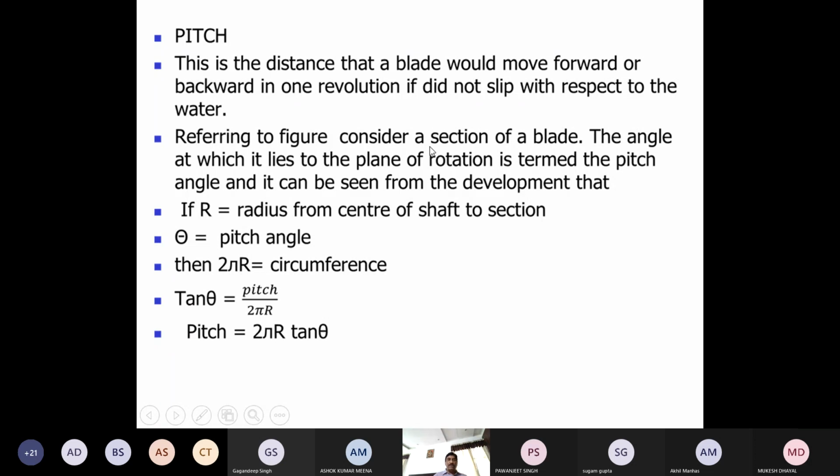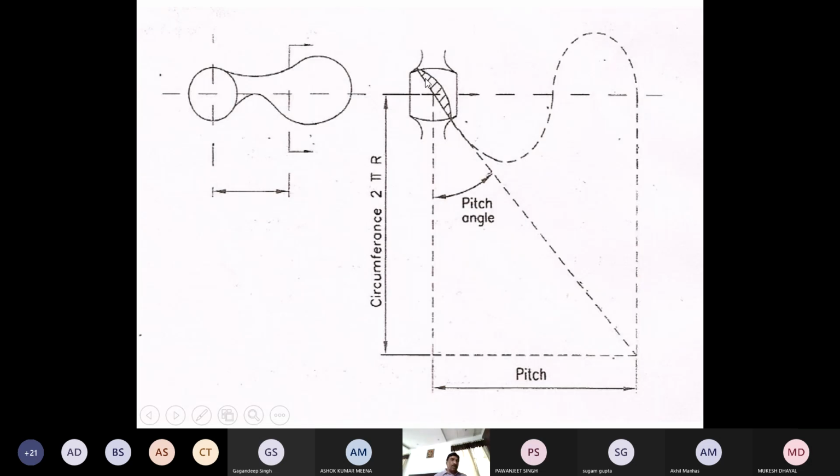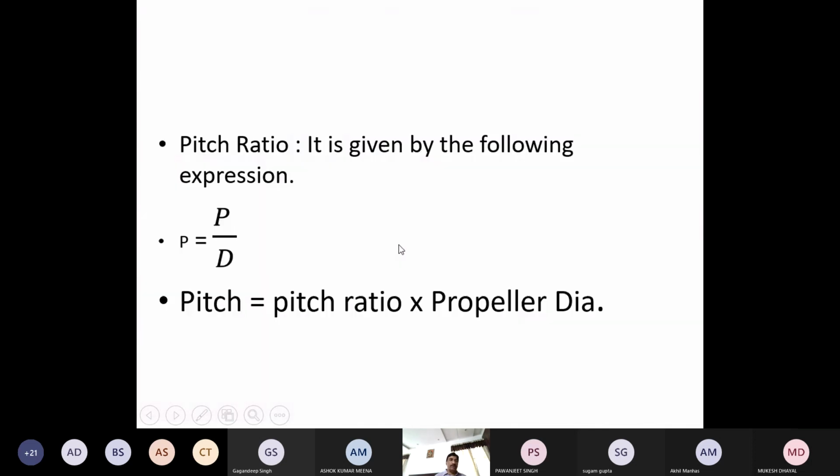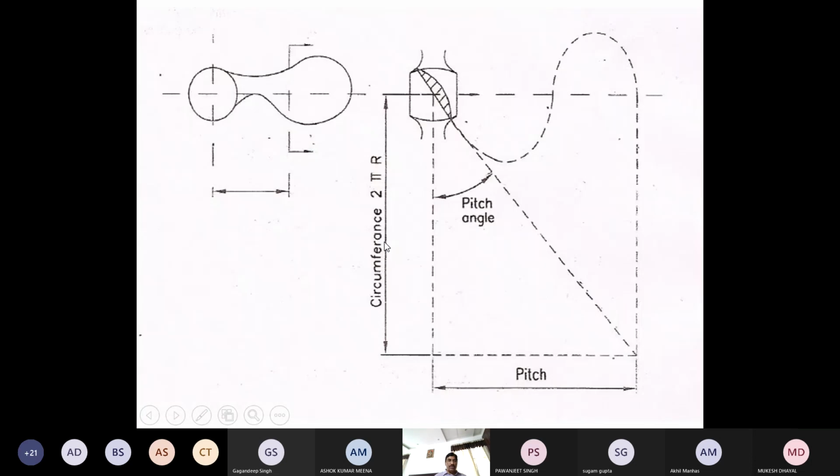After that, at radius r, if we consider a section, that angle theta is called the pitch angle. Then 2 pi r is the circumference, and tangent theta is pitch by 2 pi r. This is the example I gave you. This is theta, and this is the distance moved by this section in this plane perpendicular to the screen and to the center line. In this direction it is 2 pi r. This will move forward equal to the pitch in one revolution. If I take the tangent of this angle, it is pitch by 2 pi r, or pitch equals 2 pi r tangent theta. This is the relationship we have developed.